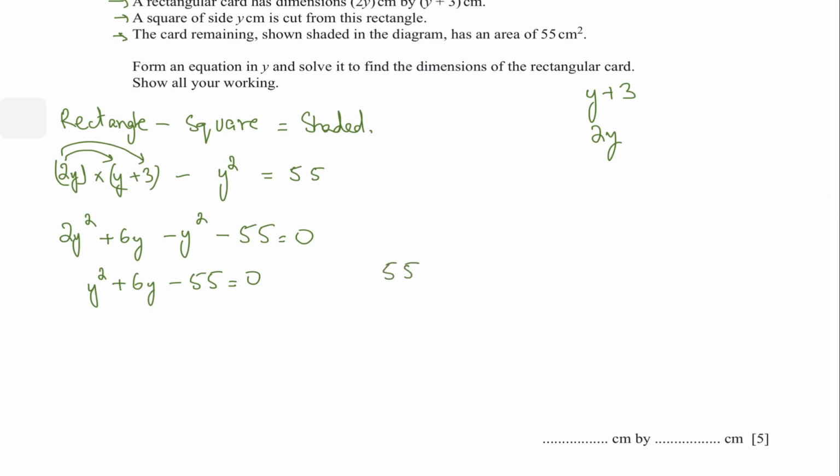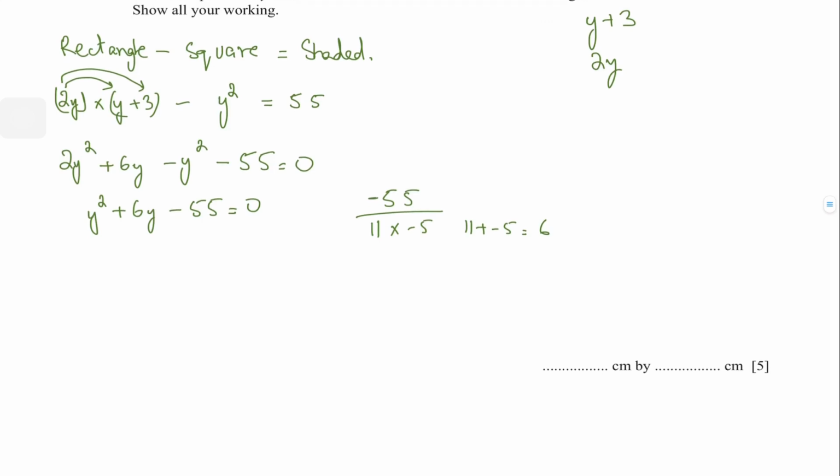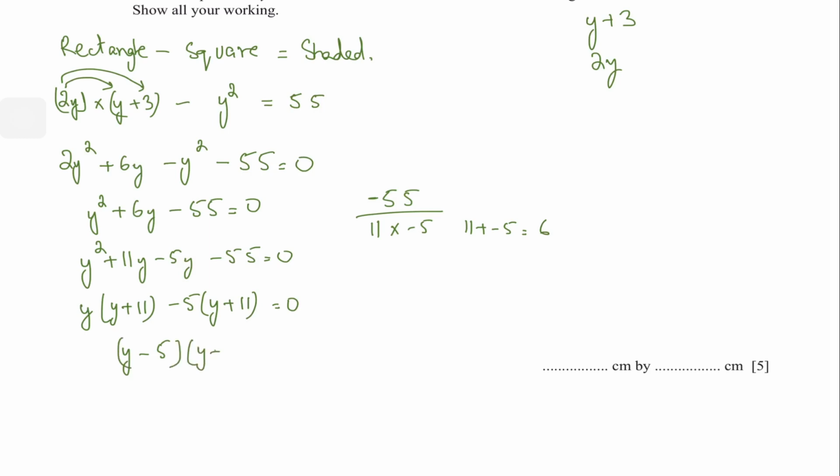So 55 can be obtained by multiplying 11 by minus 5, and 11 plus minus 5 is going to give us positive 6, which is exactly what we want. Okay, now we're going to split the middle term using 11y minus 5y minus 55 as it is equals to 0. So y into y plus 11, and then we're going to factor out minus 5, y plus 11 inside equals to 0.